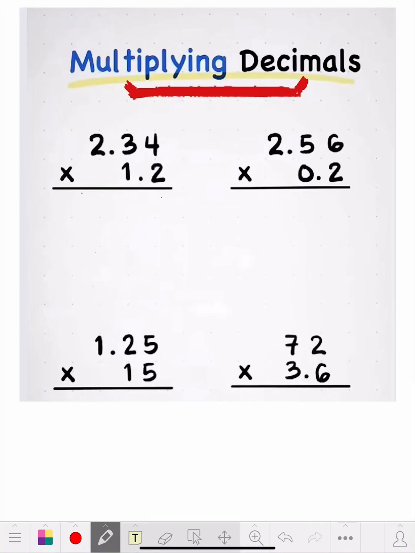The lesson for today is multiplying decimals. So the first one is 2.34 times 1.2. We're going to do long division on these. We've done this before, and I'm just going to run through this.